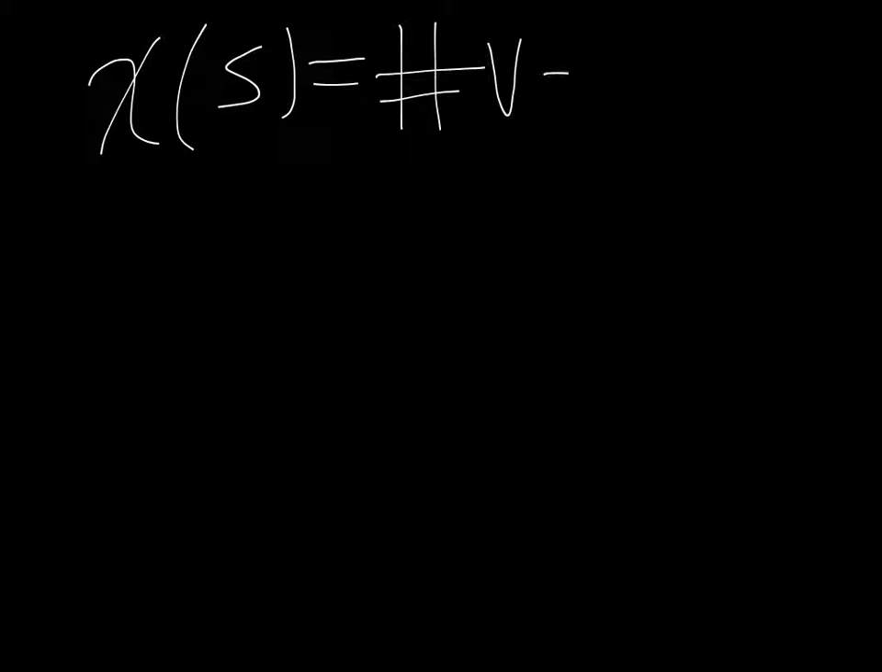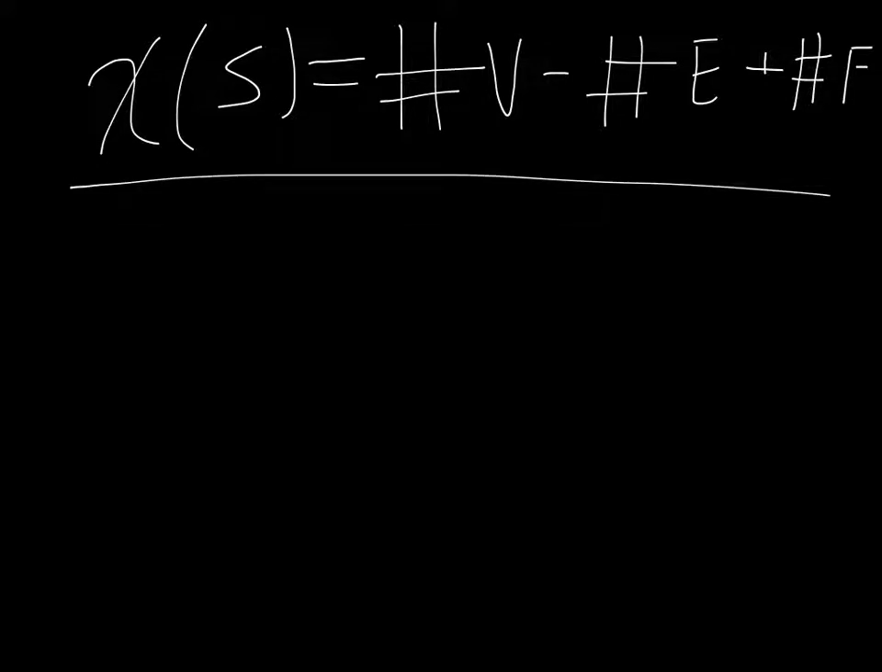So in the first part of 3.3, we got some good theorems about the Euler characteristic. One of the most important is the fact that the Euler characteristic of a surface is equal to, well, this is the definition, the number of vertices minus the number of edges plus the number of faces when you've triangulated your surface.